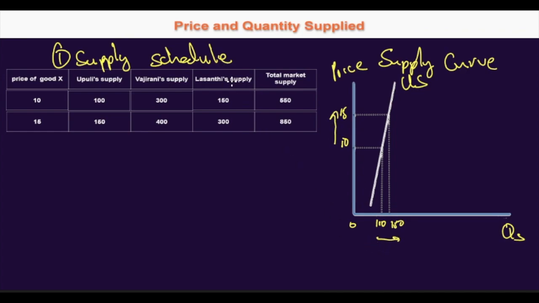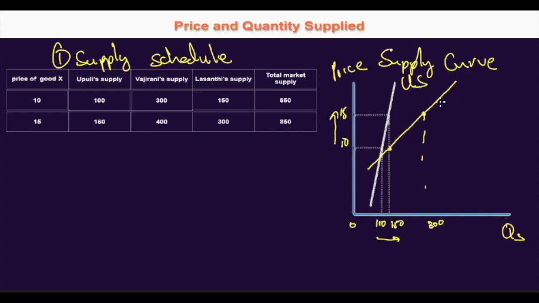Now, if you look at Lasanthi's supply, for the price of 10, it was 150. So it would be here, the dot, price of 10, 150. And for the price of 15, it was 300. So assuming it's like here, you jot it down as 300. So these are the 2 points, so you'd be able to connect them. It would be something like that.